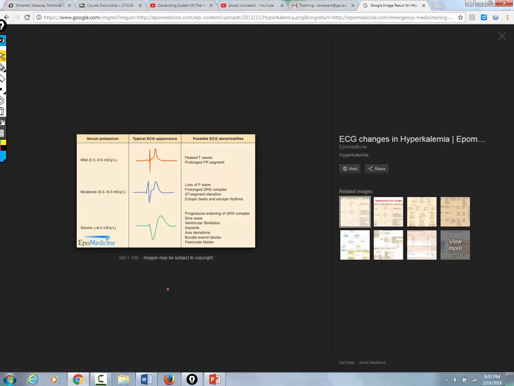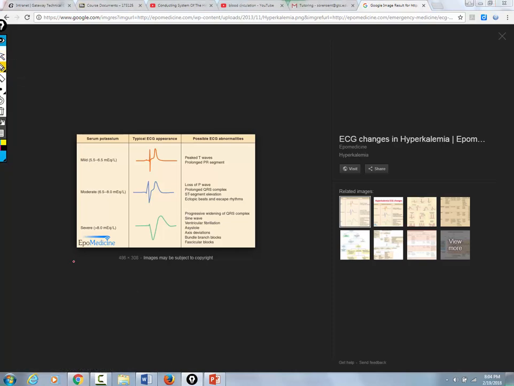But the tall tented T wave right there, the QRS starts to widen. Then you lose the P wave and it gets real wide, and then you go asystole. Tell me you got that. That's really important that you understand that. If you remember, you know what? I'm going to give you extra credit. Not much.